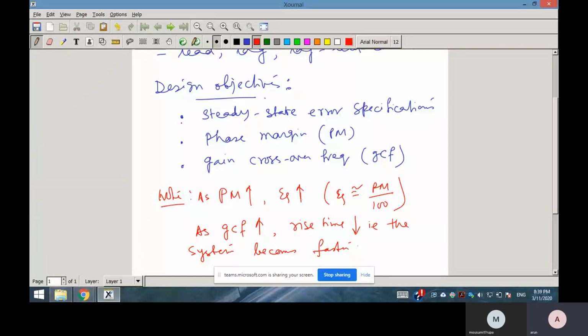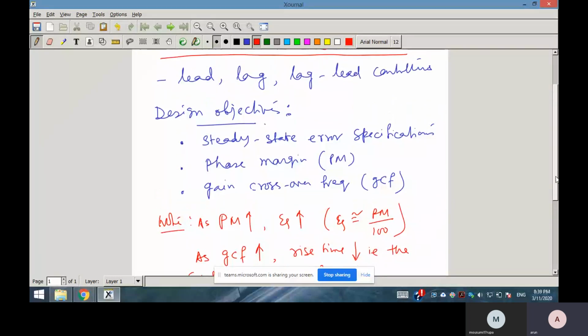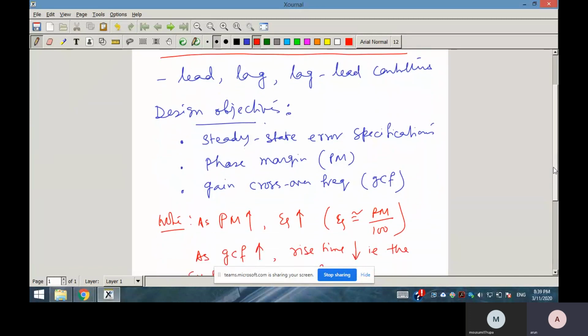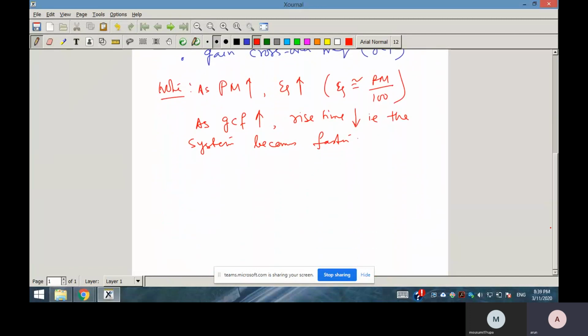So these are the three specifications we'll be meeting using Bode plot based lead, lag and lag-lead controller design. So when a lag controller is required, when a lead controller is required, and when lag-lead controllers are needed, those things we will be discussing shortly. But before that, what is the control configuration here? That also I should say. So this is the control configuration we will be using.